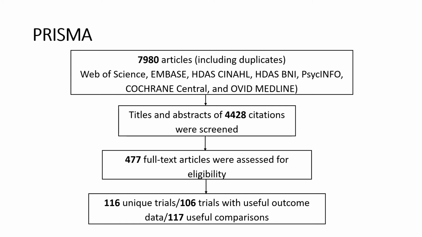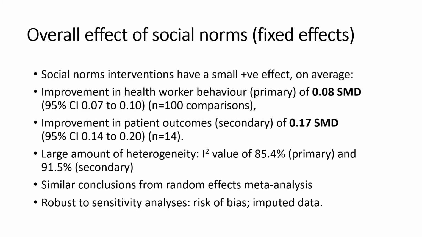So this is our PRISMA diagram. We searched 7 databases, and from that we had about 4,500 studies whose titles and abstracts we looked at to screen out any that were clearly irrelevant, and then there were 477 that we looked at in full text. We ended up with 106 trials that had useful outcome data, and from those there were 117 useful comparisons because some trials had more than one arm.